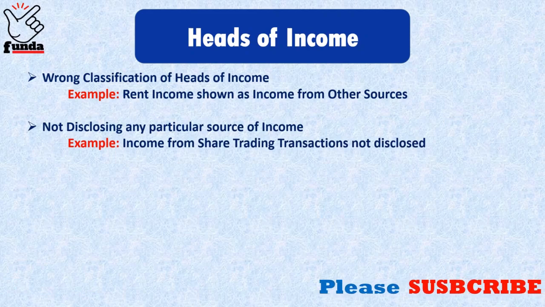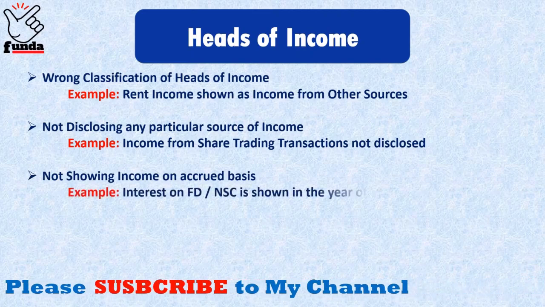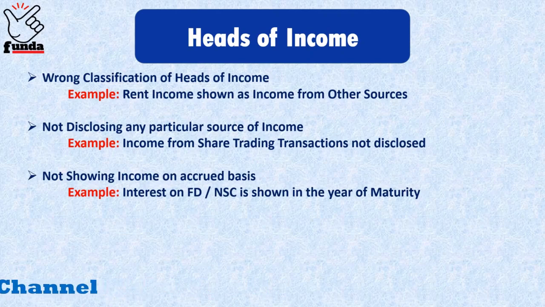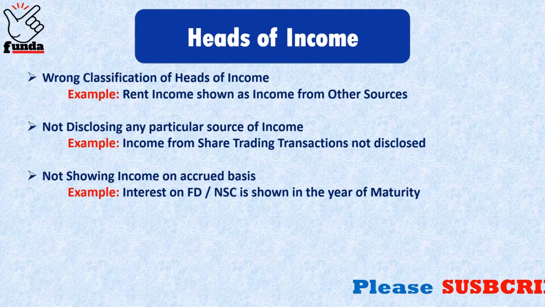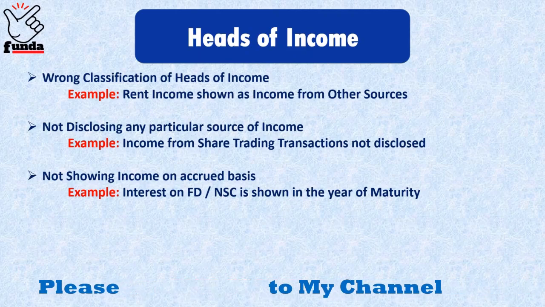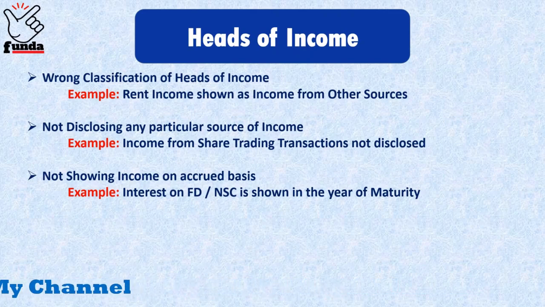Another common mistake is not showing income on accrued basis. For example, interest received on FD is not shown as part of the income of that financial year. Rather, it is shown as income only when the FD is matured. This is the most common mistake that any taxpayer does. Please avoid this mistake and take a proper statement from the bank to show the interest income correctly.